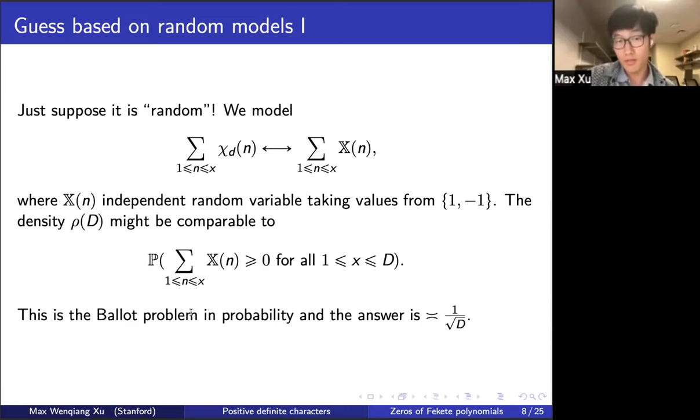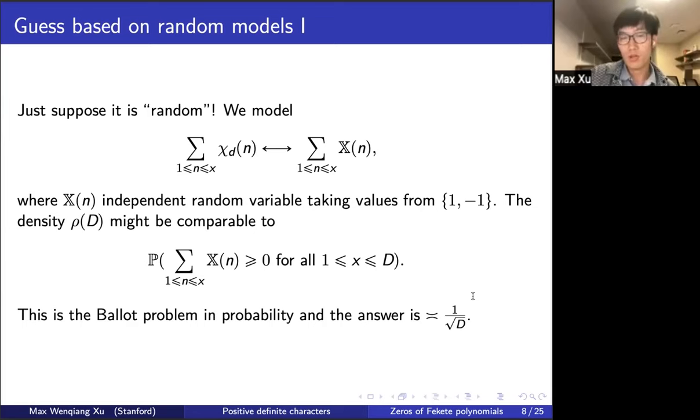And from the probability literature, we know that this is something called the ballot problem. The answer is roughly that the probability decays like 1 over square root of d. So it tends to zero, actually quite fast. This is the first model you probably come up with, and then you might believe that Baker and Montgomery's result is actually reasonable rather than the original conjecture being correct.